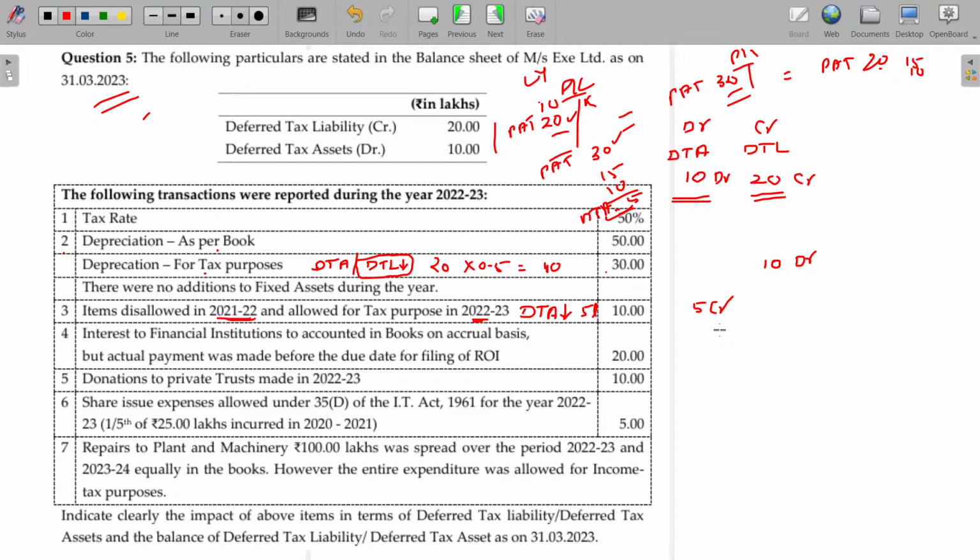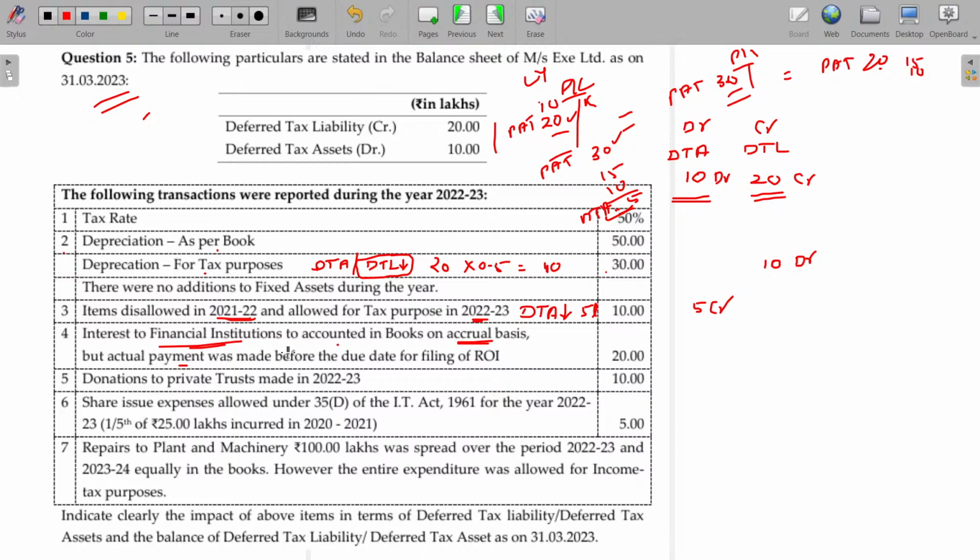Okay, this is the most advanced sum. I think it was asked at the final level most of the time, carrying around 10 to 12 marks. Okay, one of the advanced illustrations. Interest to financial institution is accounted in books on accrual basis, but actual payment was made before the due date of filing. What is this?